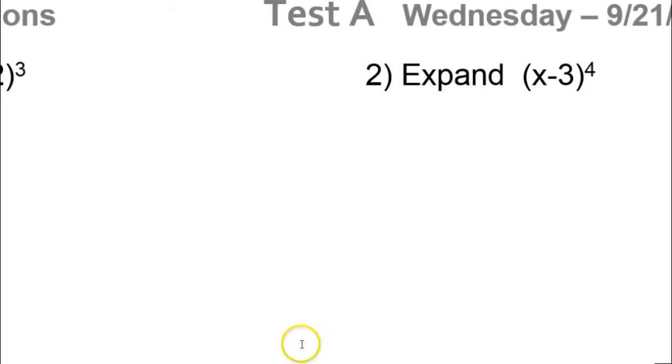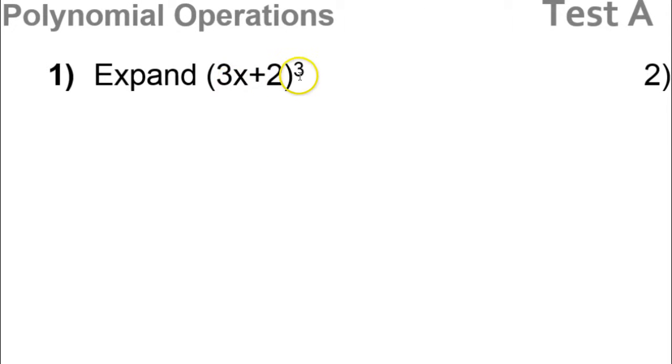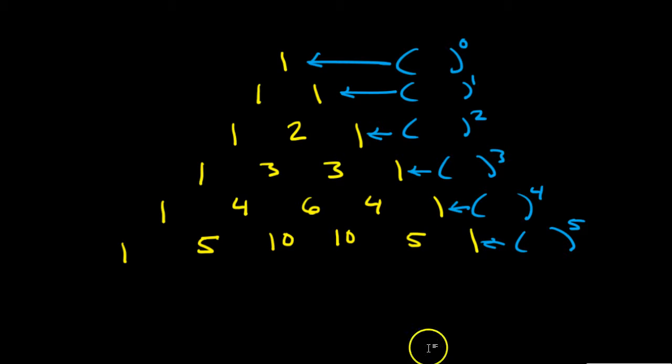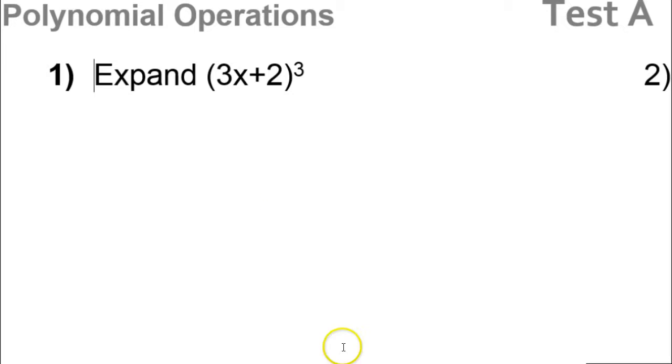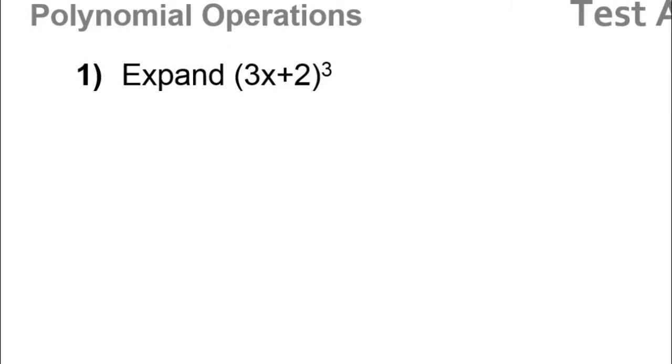So for this particular problem, we're supposed to expand 3x plus 2 to the third power. That means I will be using this row 1, 3, 3, 1. So those will be my coefficients. So I'm going to start by writing those numbers down. So I have 1, 3, 3, 1. Now they always start off positive, so I'm just going to put a little plus sign in front of each one of these.